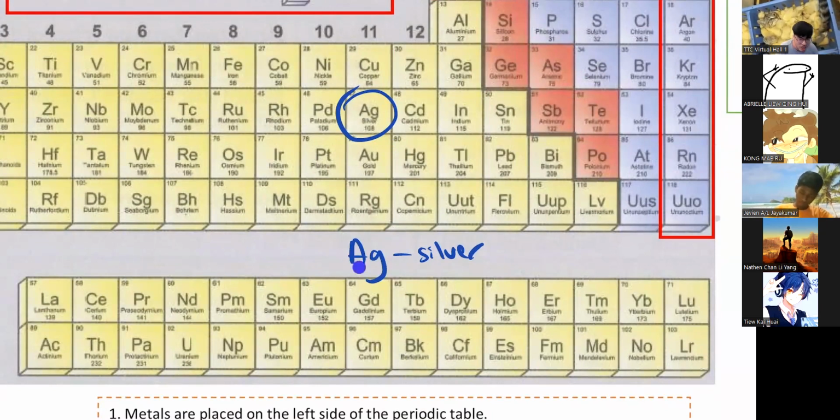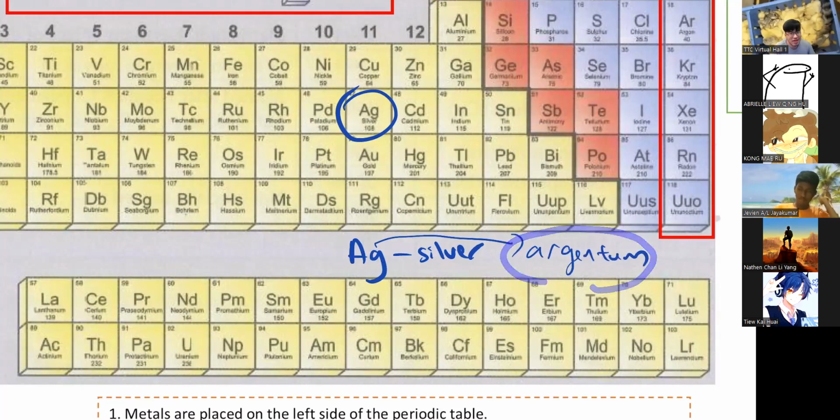So why is silver AG? Because AG stands for Argentum. Does this name sound familiar to you? This sounds like a country, right? Yes, Argentina. You know why? Because last time when the Spanish colonized Argentina, from afar, the mountains looked like silver. So they named it the land of silver. Argentina. Wow, the more you learn. So that's why they call it Argentum, and that's why it's AG.